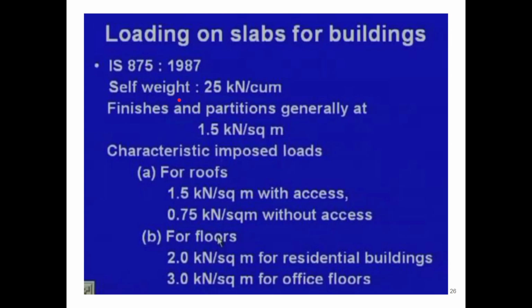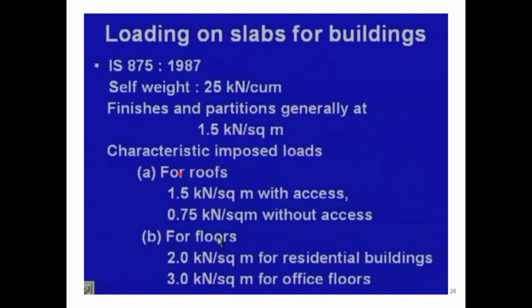For plain concrete, PCC, it will be 24. For RCC it will be 25, so 25 kilonewton per meter cube. If you add finishes and partitions, that will add 1.5 kilonewton per meter square. Apart from that, if you consider characteristic imposed loads, in the case of roof which has access, there we have to consider more, that is 1.5 kilonewton per square meter. Whereas in the case of roof without access, the characteristic imposed load will be 0.75 kilonewton per square meter.